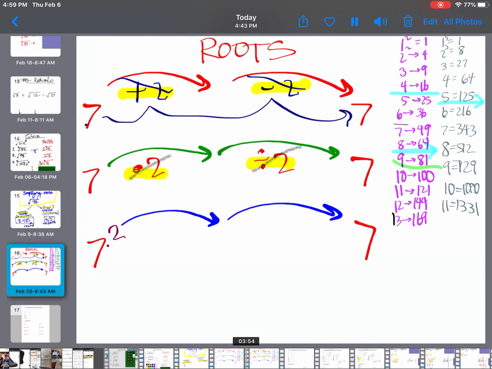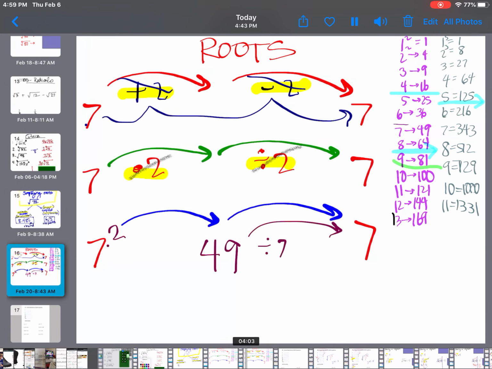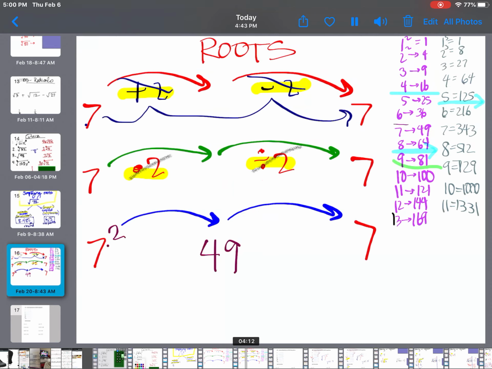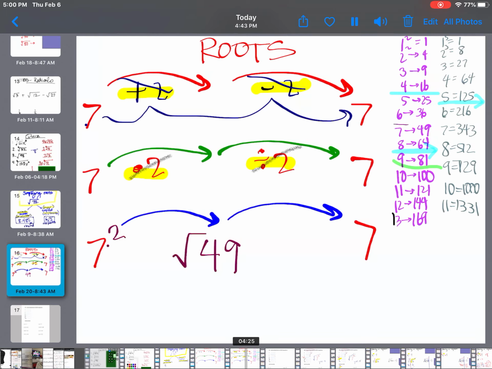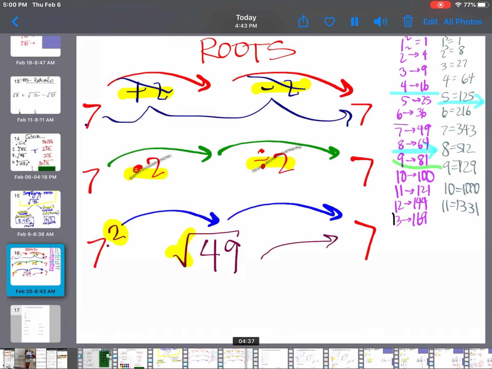So let's talk about this. What happens if it's squared? 7 squared is 49, but how do we get back to 7? Well, we could say 49 divided by 7 gets us 7, but we already know that multiply goes with divide up here, and so that doesn't match. So the inverse of squared is going to be square root. That gets us back to 7. So those two right there are inverses.